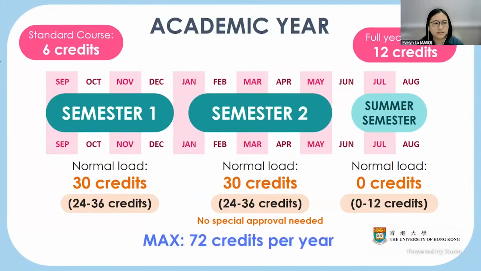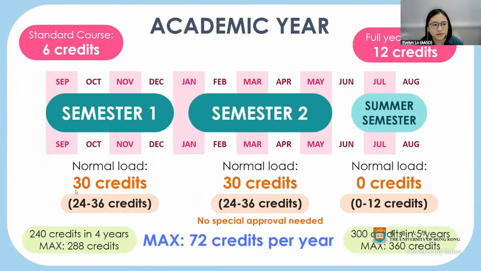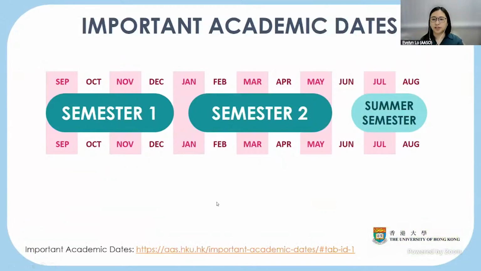And so you can see the maximum for each year is 72 credits. So you see, the normal load is 30, right? If you're doing a 4-year curriculum, you will do 8 semesters, so the normal standard load is 240 credits. You have to do at least 240 credits for a 4-year curriculum, and the maximum will be 288. That is 72 times 4. So 288 maximum for 4 years. Same thing for 5 years. If you have a 5-year curriculum, you do 300 credits minimum, and the maximum you can do is 360.